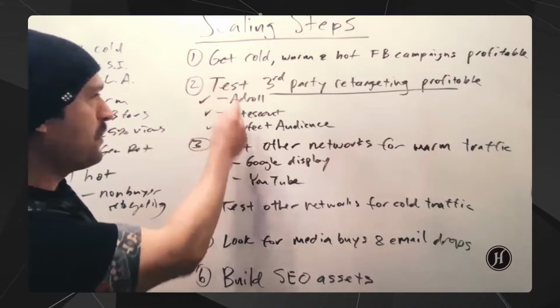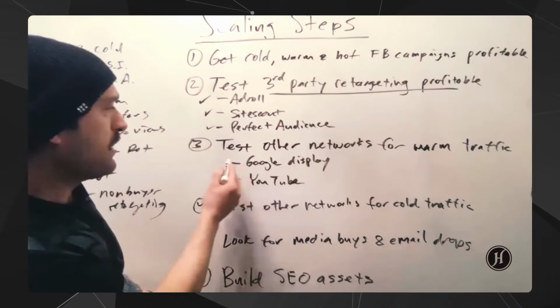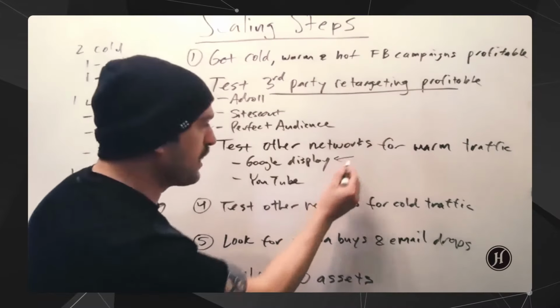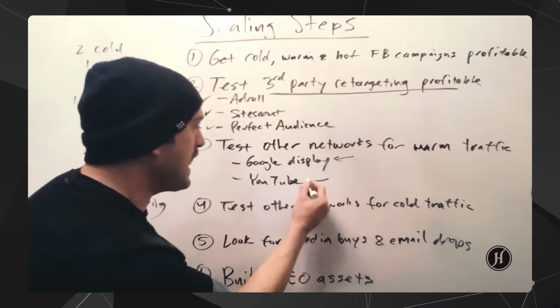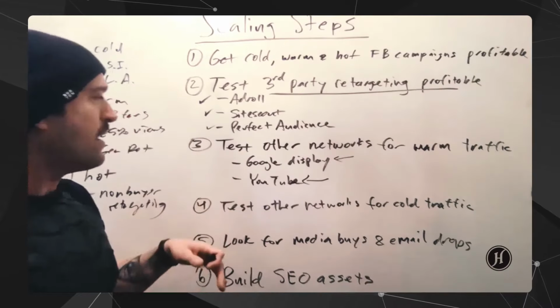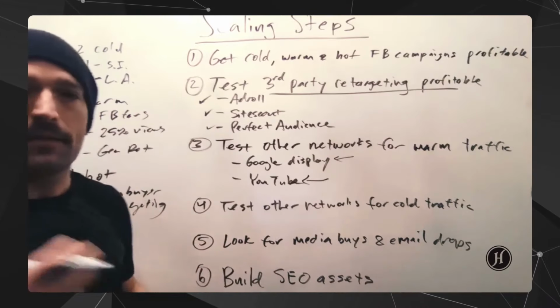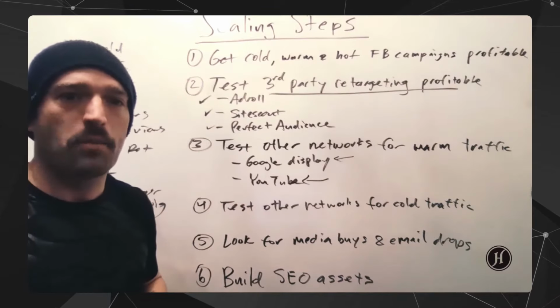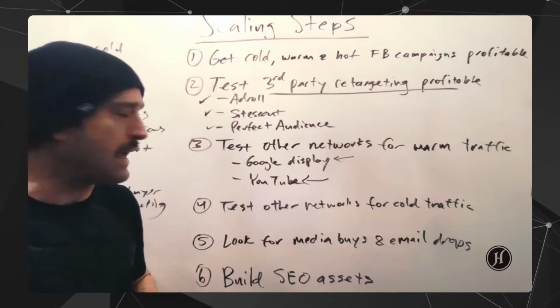Then once you've got those things profitable, you go to step 3, which is testing other networks for warm traffic. Because you can go to your middle of the funnel audiences on Google Display and on YouTube. If you've got a YouTube channel, you can start doing ads there. Again, there's plenty of trainings out there on this stuff. I don't have anything specific to these areas at this point in time. We're going to be expanding out to that.